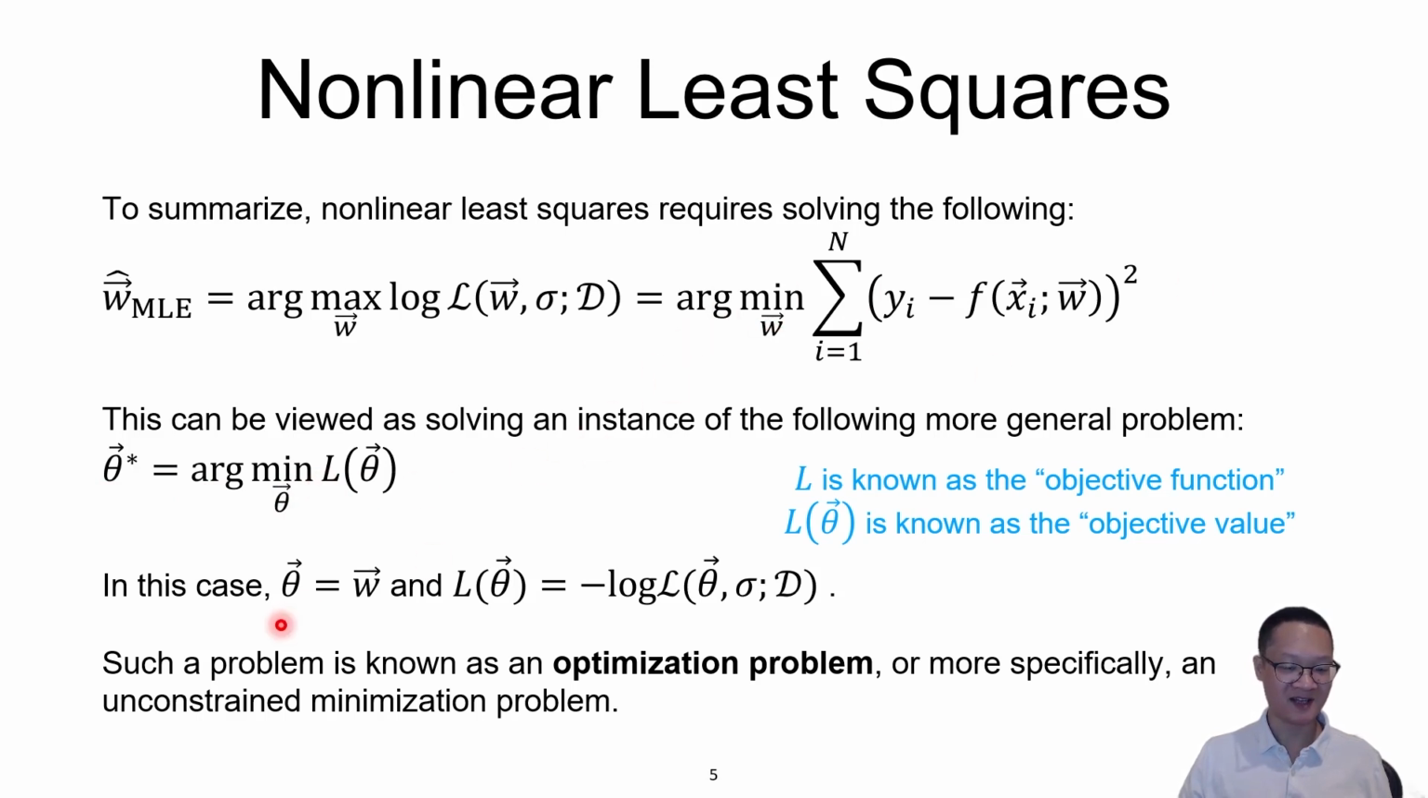In the previous case, we just had theta equals w, and then our loss function L of theta was the same as the negative log likelihood. Remember, the negative was how we turned the argmax into an argmin. So L is known as the objective function, and L of theta is known as the objective value. When we write down the problem like this, it becomes a much more general problem than a machine learning problem. This is actually called an optimization problem.